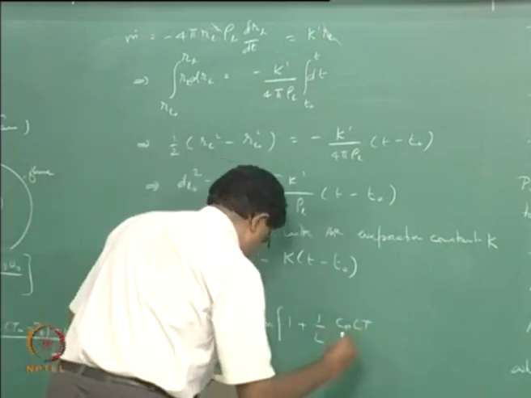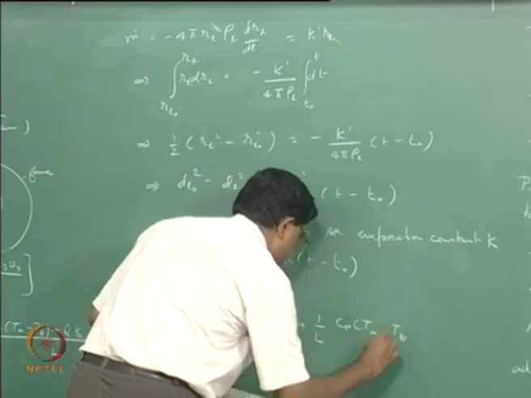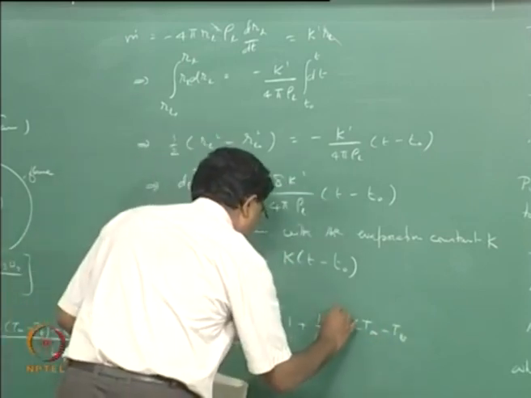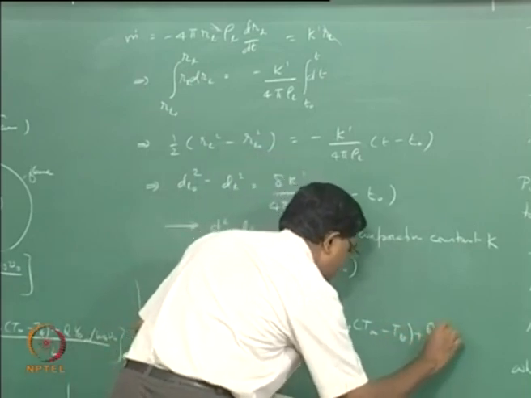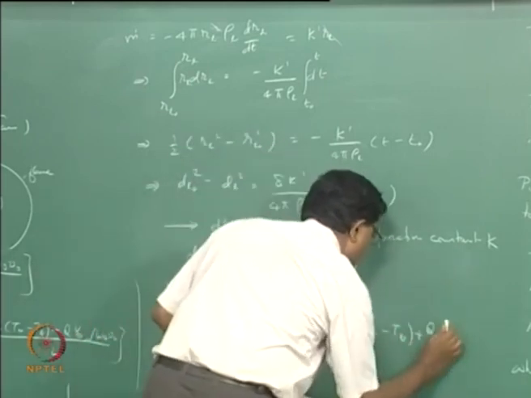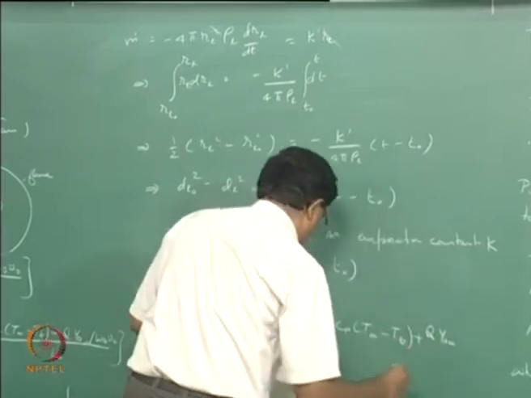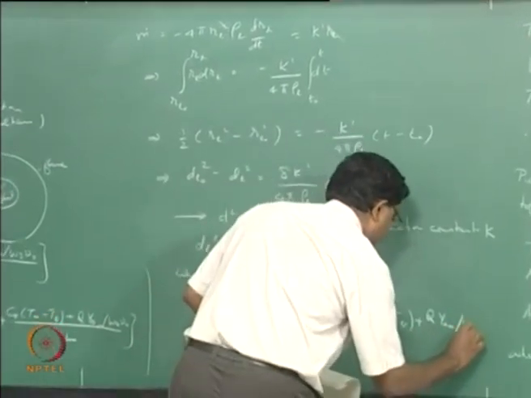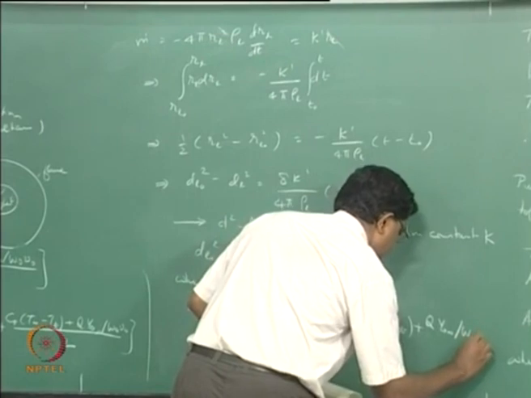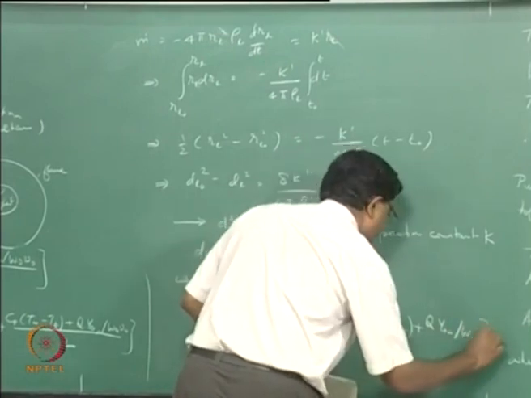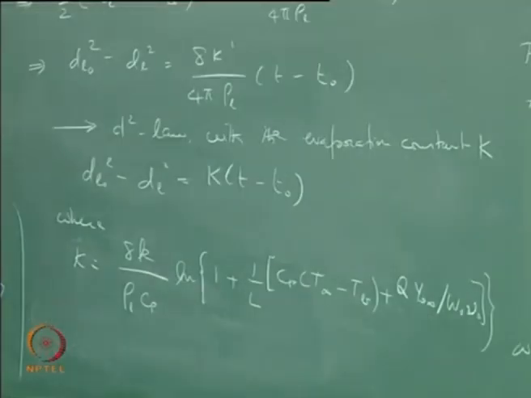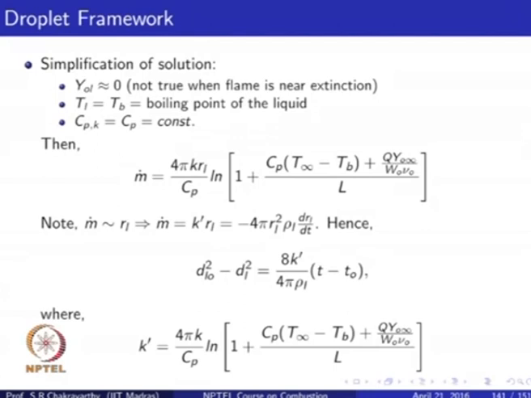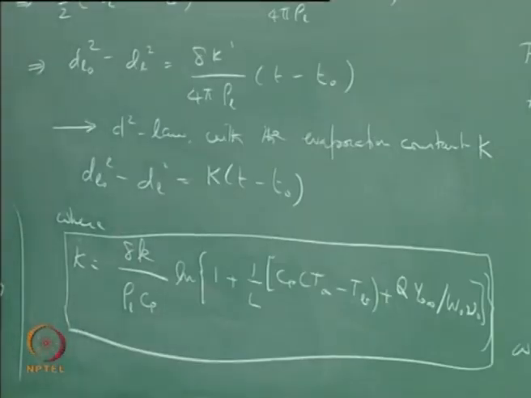Cp (T infinity minus Tb) plus Q Y O infinity divided by W O nu O, right? And as I said, all the dependences that we are looking for are there in the evaporation constant.